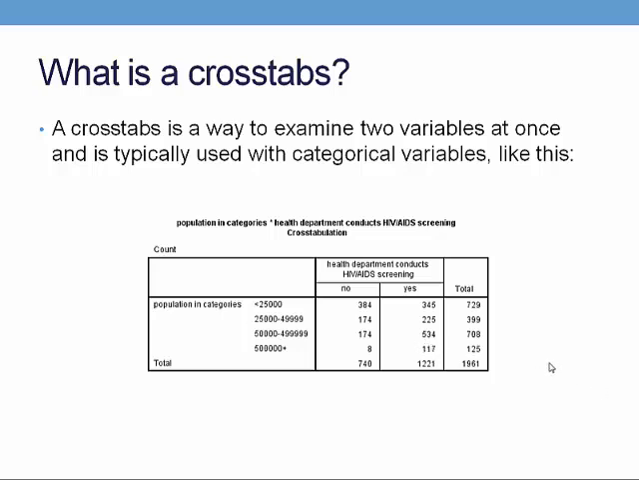But you don't really have to guess at this. You can use some of the other options in the crosstabs procedure to get some percentages and really compare from category to category how many health departments are doing HIV screening.